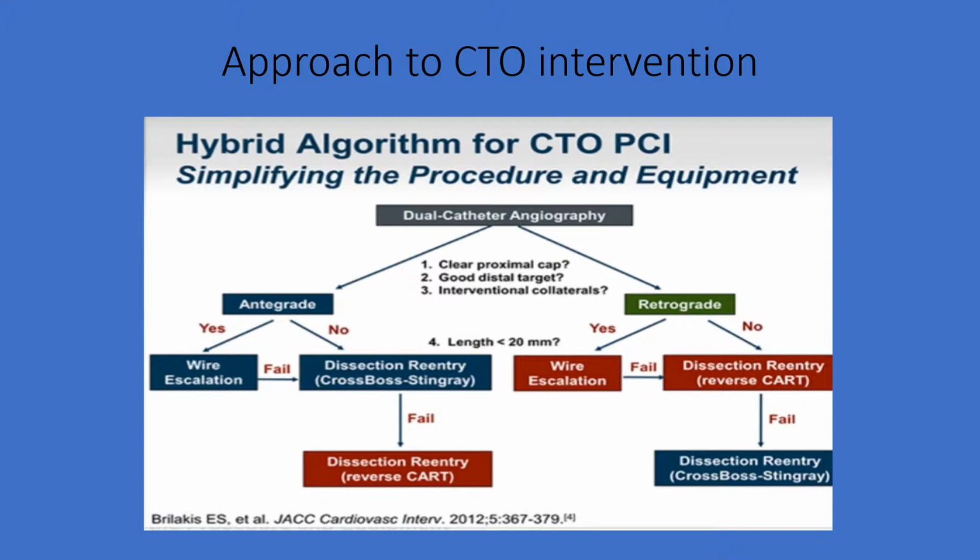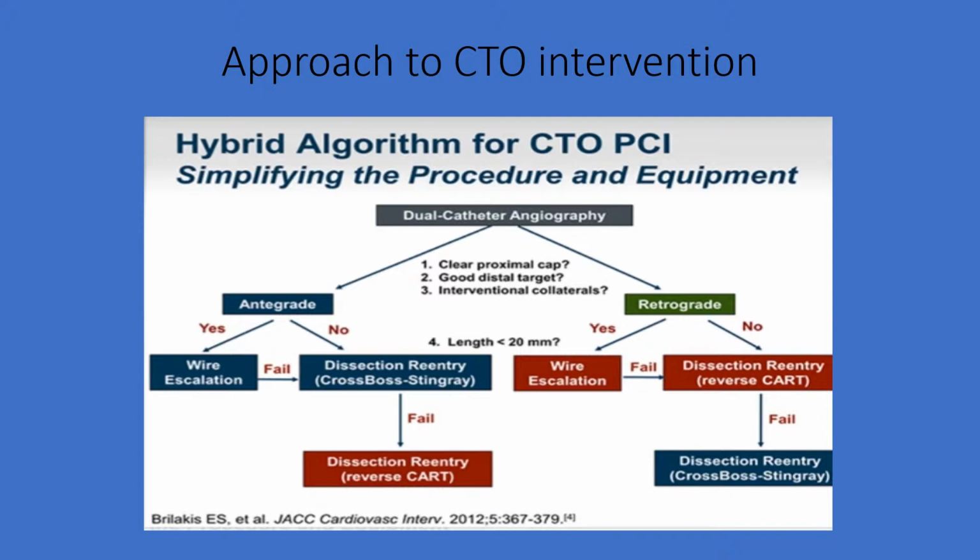The hybrid algorithm was developed in the past decade to simplify the approach to CTO intervention. There are really 3 ways of tackling a CTO. One is in an antegrade way using wire escalation, whereby multiple CTO wires are used to traverse the CTO from true lumen to true lumen.